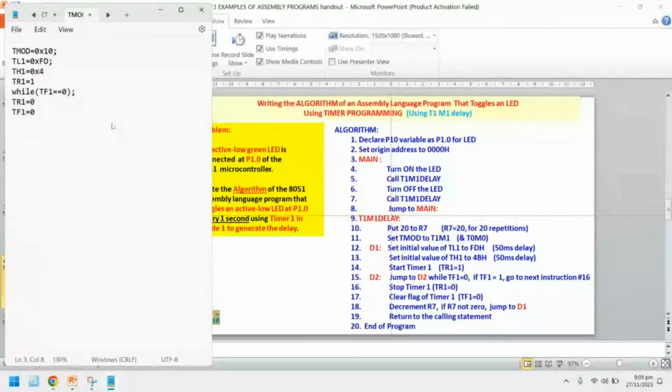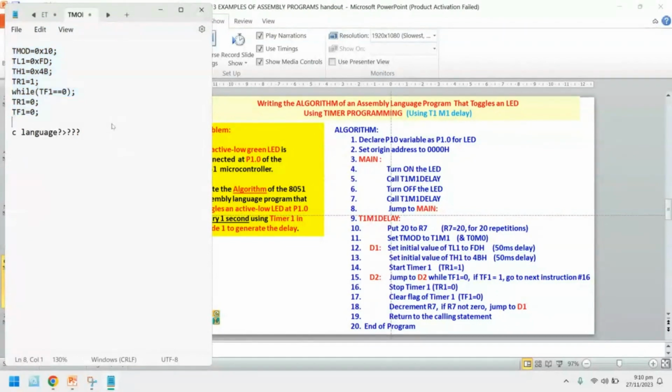Remember this? Can you write this or no? Tell me. Can you write this in C language? Yes? If not, you have a problem, because if you cannot write this in C language, then how will you write it in assembly?